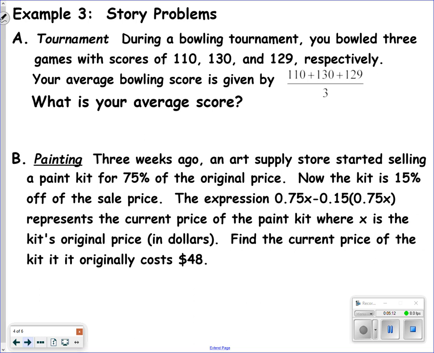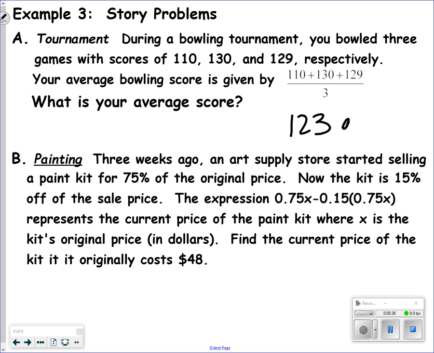Word problems now. During a bowling tournament, you bowled 3 games with a score of 110, 130, and 129 respectively. Your average bowling score would be given as 110 plus 130 plus 129 divided by 3, because average is you add them all up. So you add up 110, 130, and 129 and divide that by 3 games, and so your average score is 123.